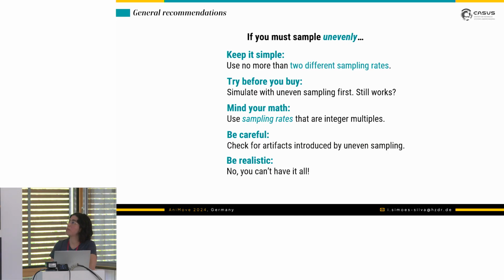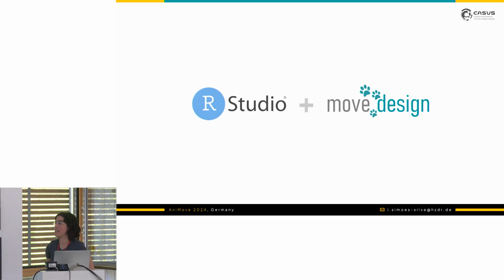If you must sample unevenly, just again, keep it simple. Usually no more than 2 different sampling rates. Again, this is just general recommendations. I know it's never necessarily this easy. And again, you can simulate with an even sampling first and see if it still works. Using sampling rates at integer multiples might also be helpful, because then you can resample more easily. And again, check for any artifacts and be careful. But yes, be realistic, because unfortunately, we can't answer everything all the time.